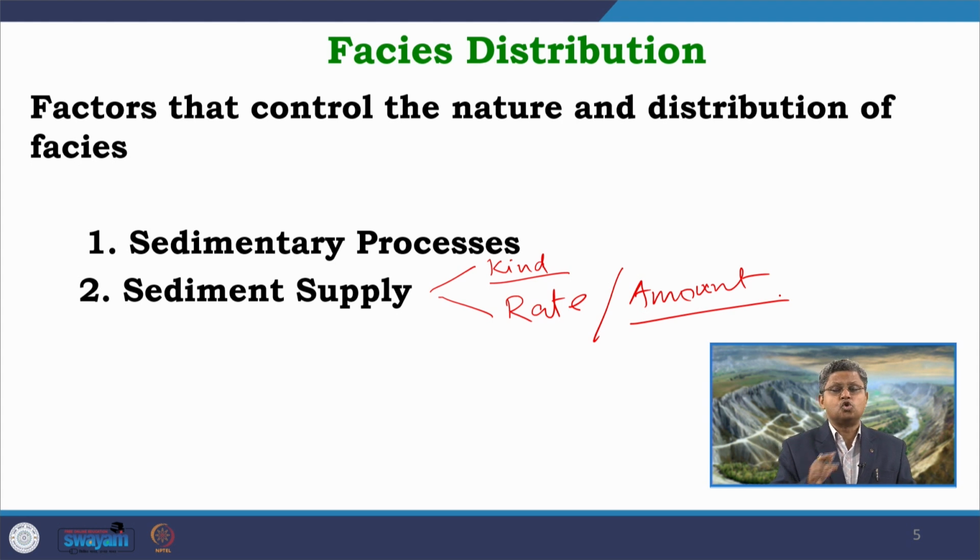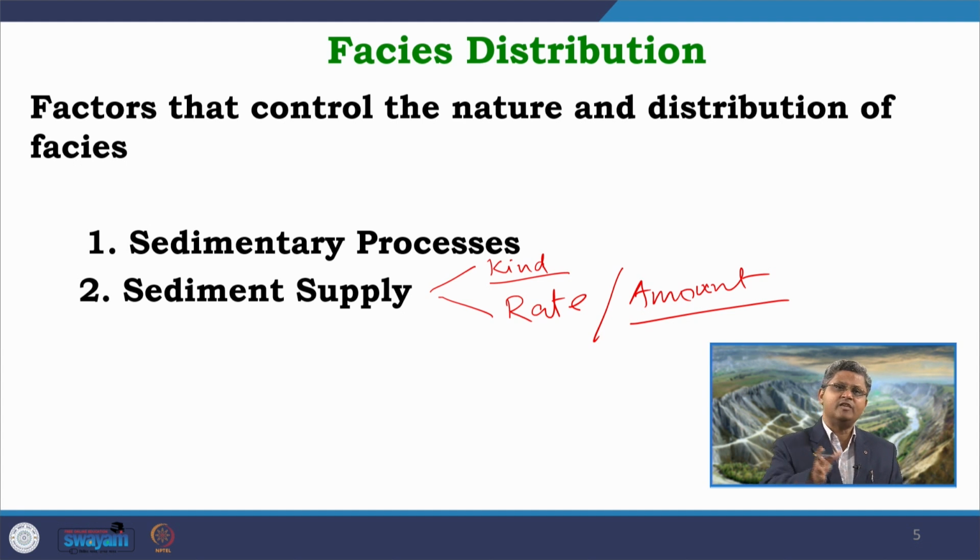If in the source area we have very hard rock where erosion is going on at a very slow rate, in those conditions the amount of sediment coming in, the rate of sediment supply, will be very less. So, overall the sediment accumulation will be quite less.